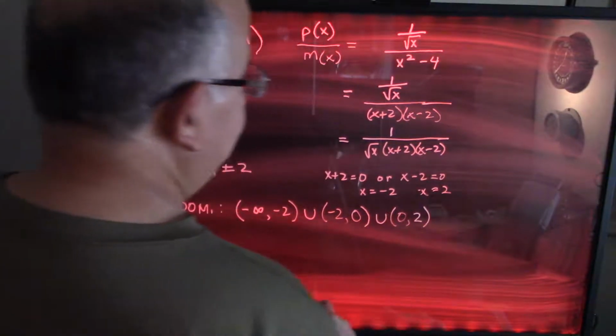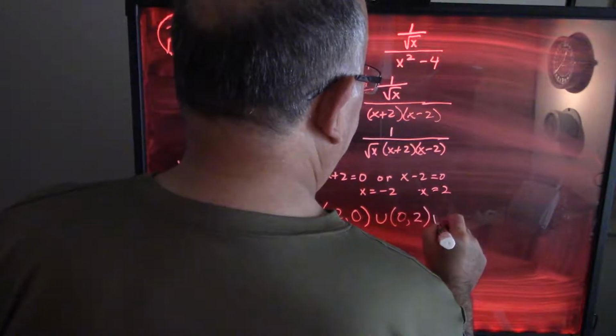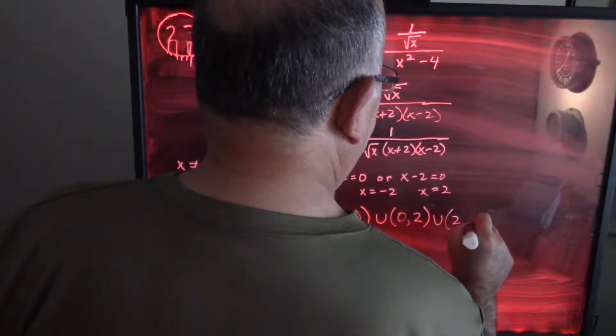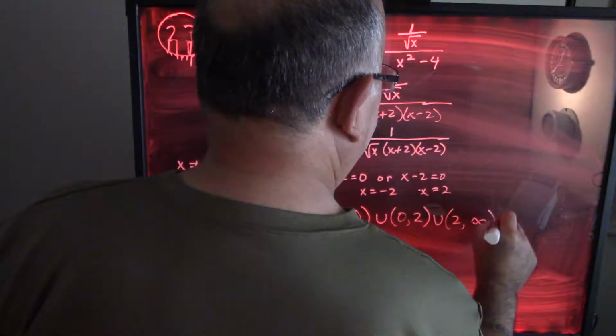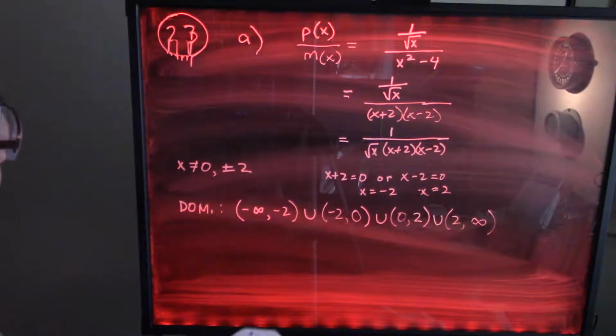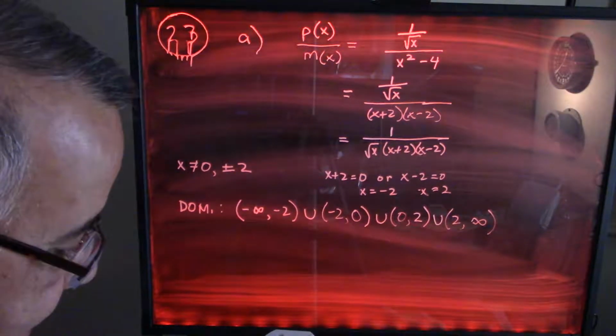Now we're not quite done yet. Union positive 2 to positive infinity. Don't forget that last part there. Alright, so that's your domain.